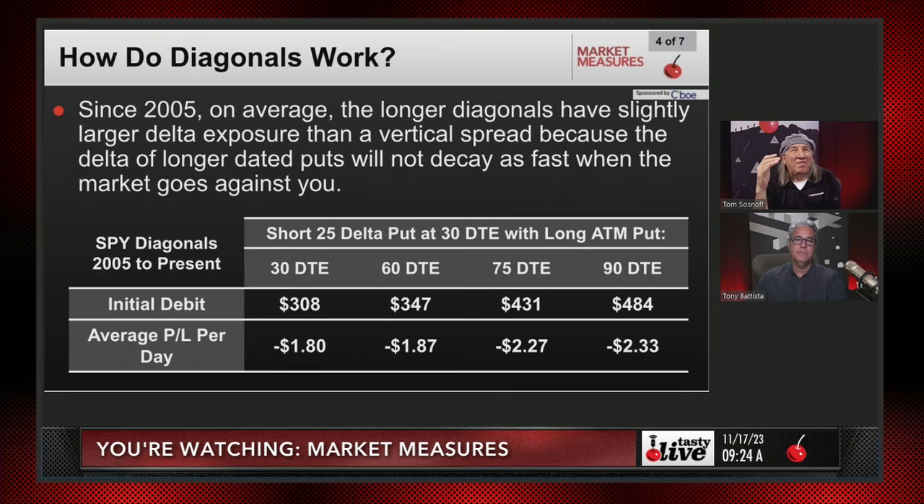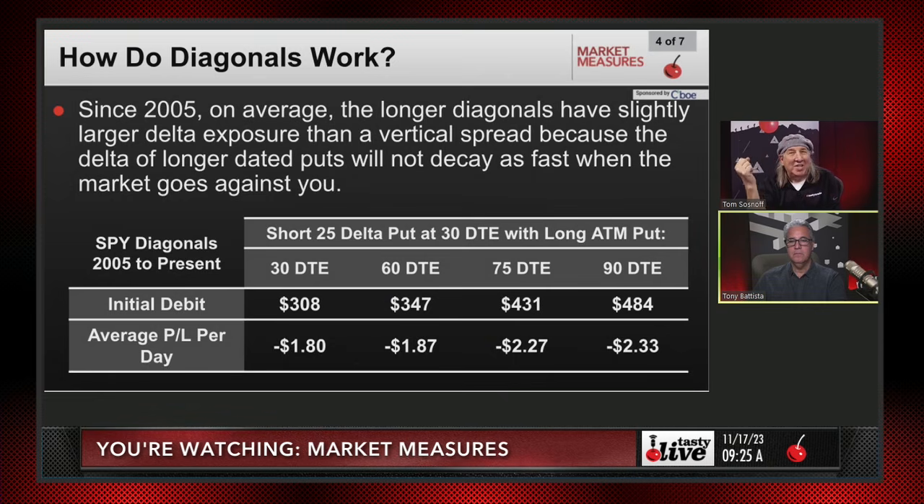Since 2005, on average, the longer diagonals have slightly larger delta exposure than a vertical spread, because the delta of the longer dated puts will not decay as fast as when the market goes against you. So when we looked at the 30 day, 60 day, 75 day, and 90 day, you can see you pay more money, obviously, for longer, but the average P&L over time, all those numbers are negative, because this is a bearish position.